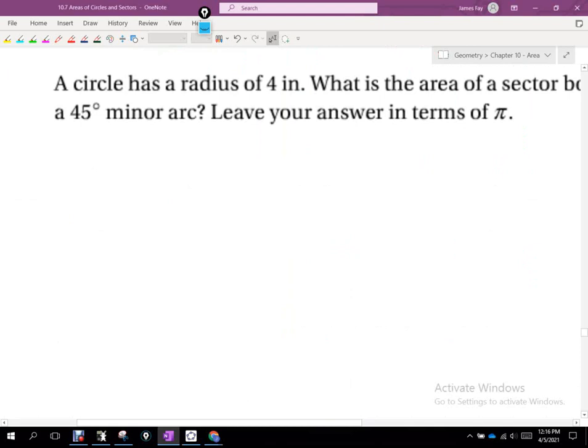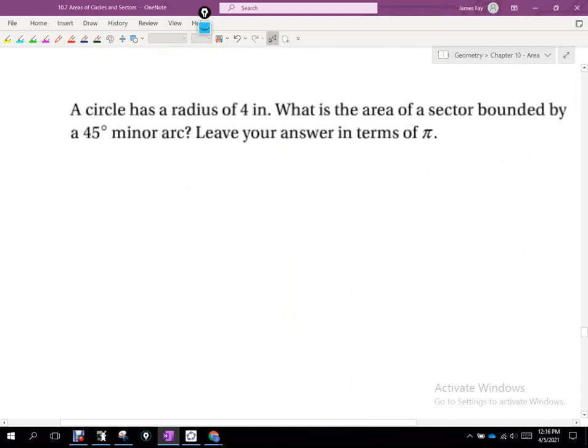Okay. Here it says a circle has a radius of 4 inches. What is the area of the sector bounded by a 45-degree minor arc? So here they don't give you the picture. You need to draw it. So you've got my circle. Radius is 4 inches. Okay, this would be the sector that they're talking about.